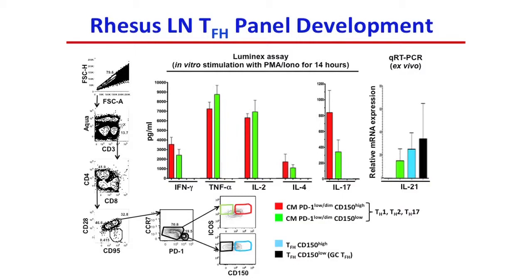here. So throughout the rest of the talk, I'll refer to any CCR7 low, PD1 high cell as a T follicular helper cell. If they're CD150 or SLAM high, they're just a general T follicular helper cell. If they're SLAM low, I'll call them germinal center T follicular helper cells. Those are the ones that make higher IL-21, higher IL-4.